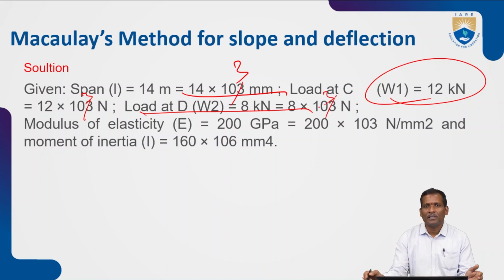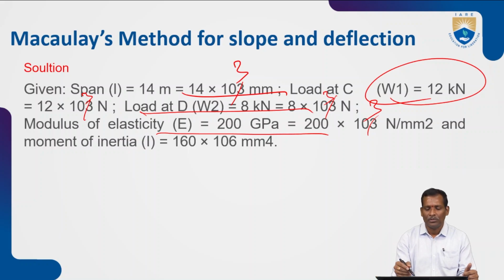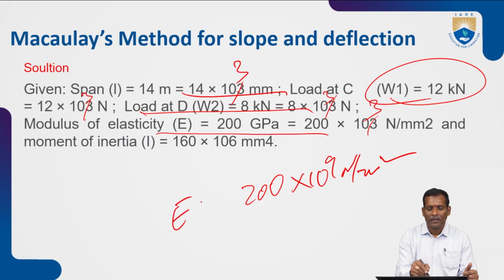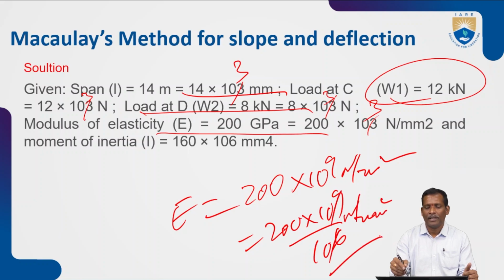The modulus of elasticity is 200 gigapascal, so convert it into Newton per mm square. Giga is 10 to the power of 9, and then converting to mm square, divide by 10 to the power of 6. So 200 multiplied by 10 to the power of 9 Newton per meter square, converted into Newton per mm square, gives 200 into 10 cube Newton per mm square.